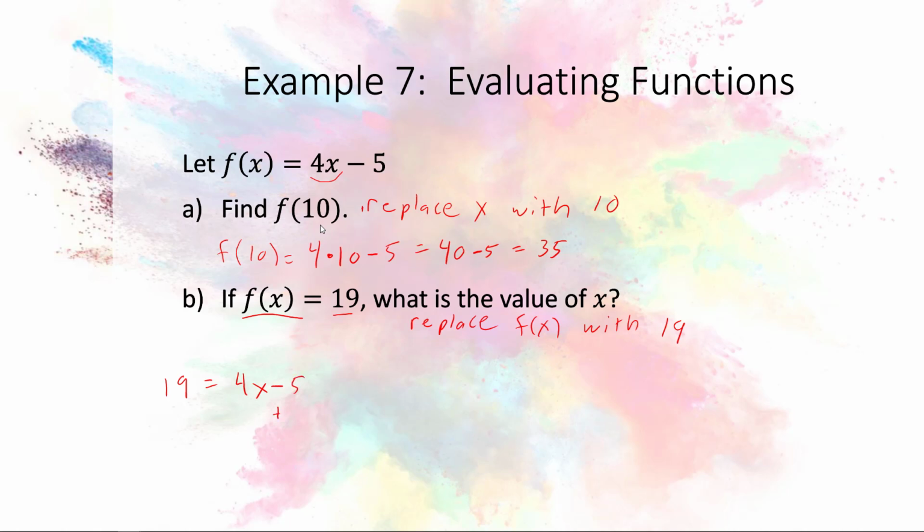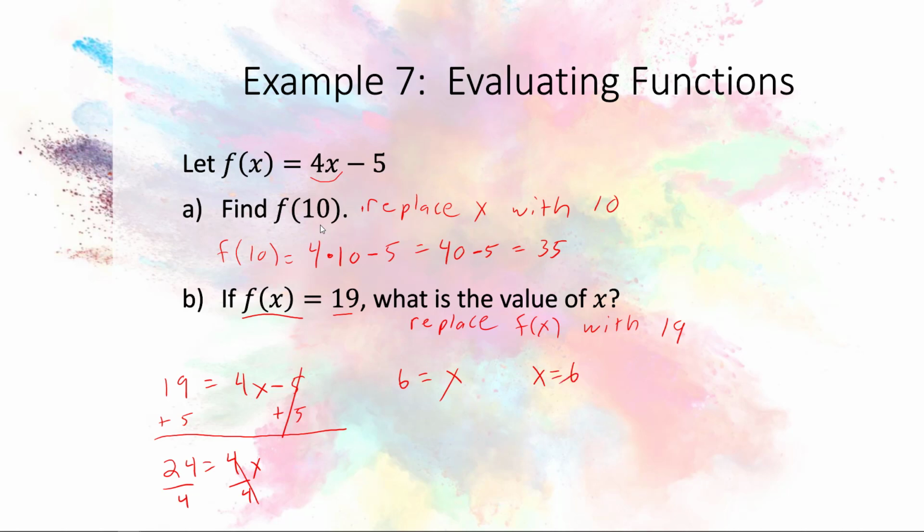I can add 5 to both sides of the equation. And when I add, these will cancel. I will have 24 is equal to 4x. I can divide both sides by 4. And if I do, I will have that 6 is equal to x, because these cancel, and 24 divided by 4 is 6. And I can turn that around and just simply say that x is equal to 6, and that would be the answer to that particular problem.